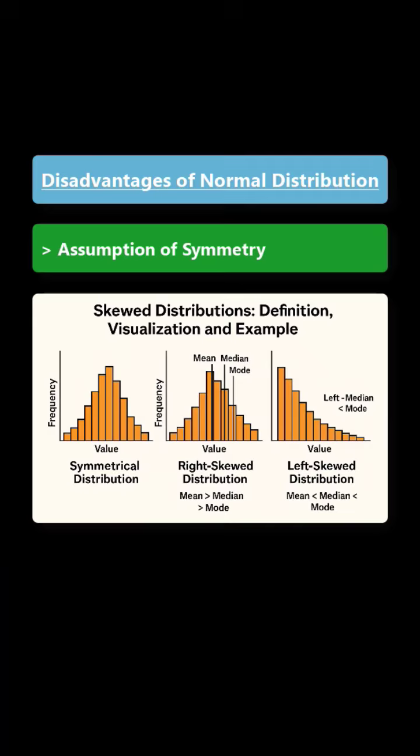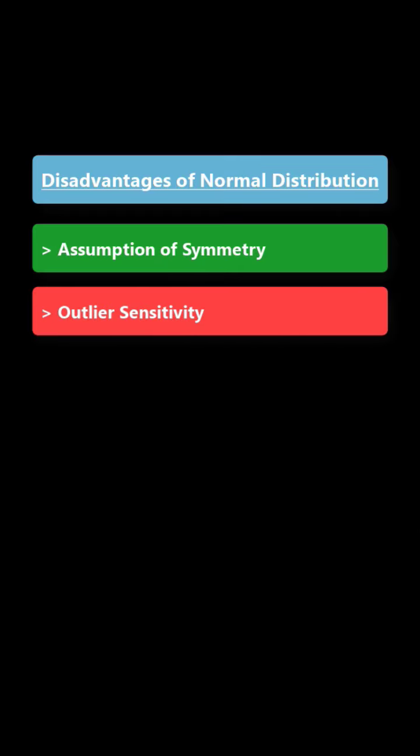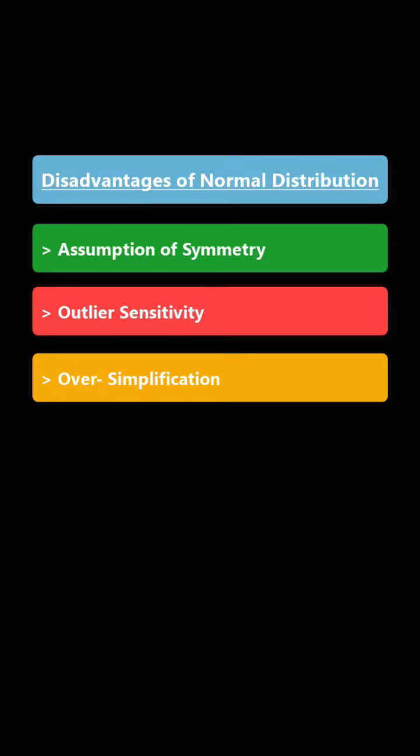There are also a few disadvantages of this normal distribution. One is the assumption of symmetry. Whenever we have a skewed distribution in the data, skewed in the sense your data is biased for one particular class or one particular feature, then this assumption of symmetry is not suitable. Then outlier sensitivity. The normal distribution does not handle outliers well, which can lead to misleading representations of data. And then comes oversimplification. It may oversimplify real world data, ignoring the nuances outside of the mean.